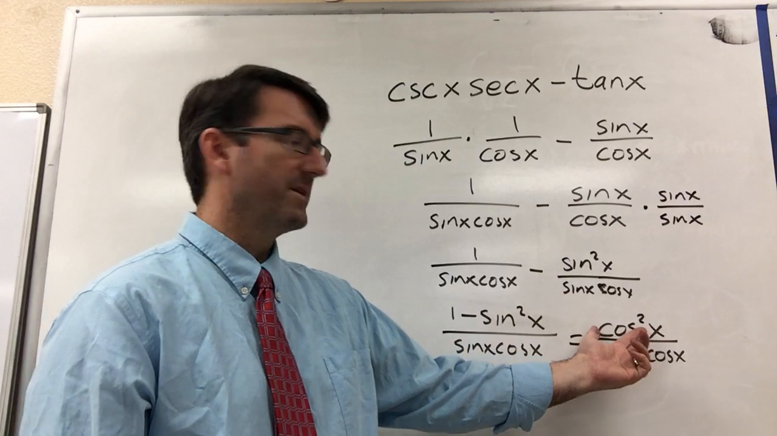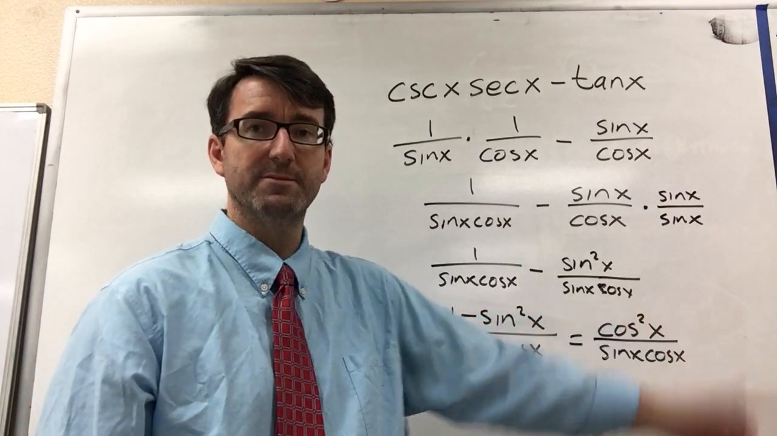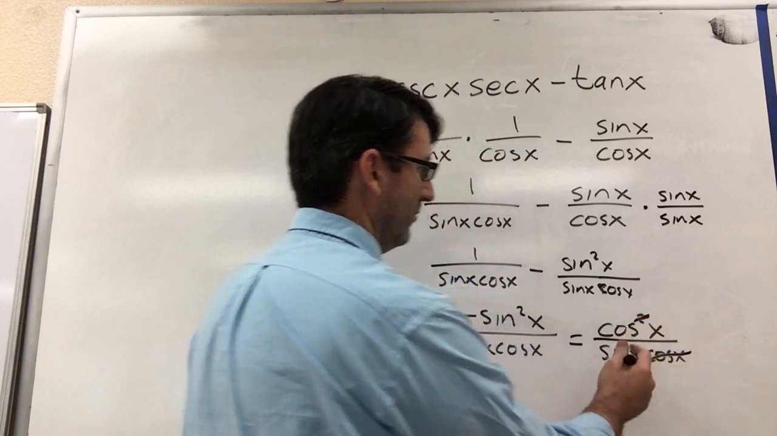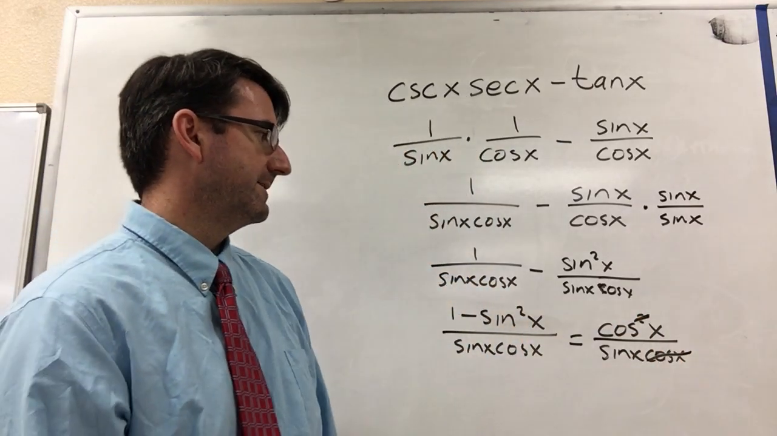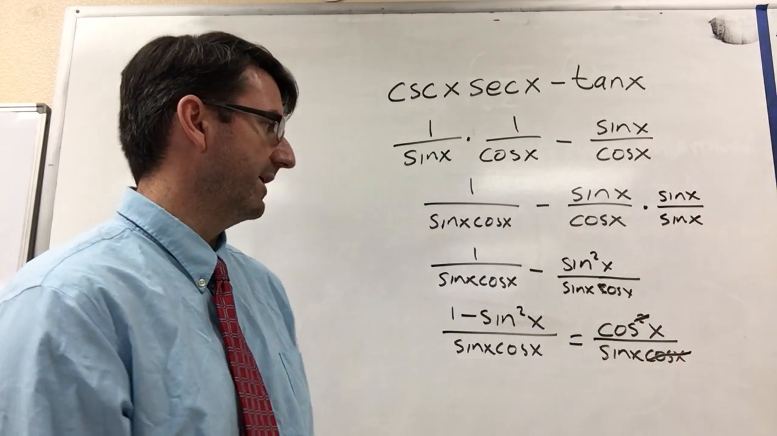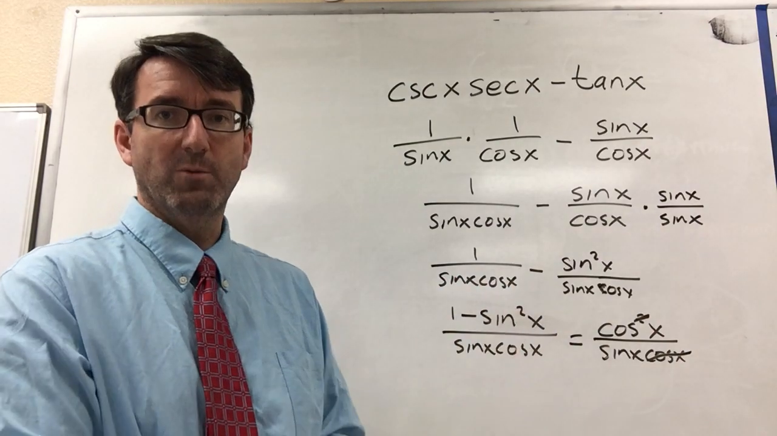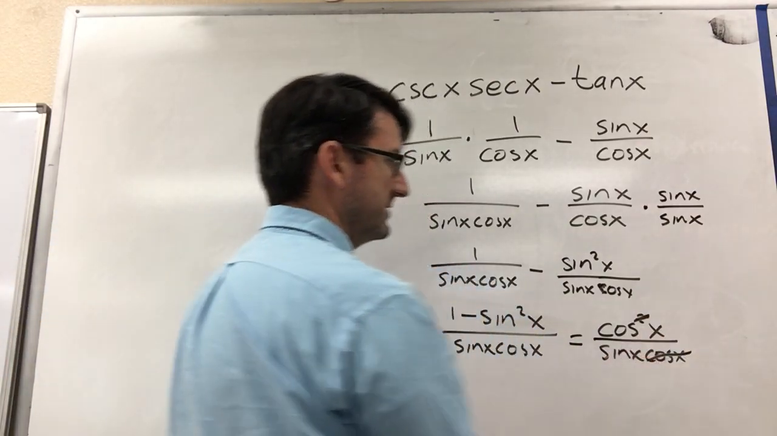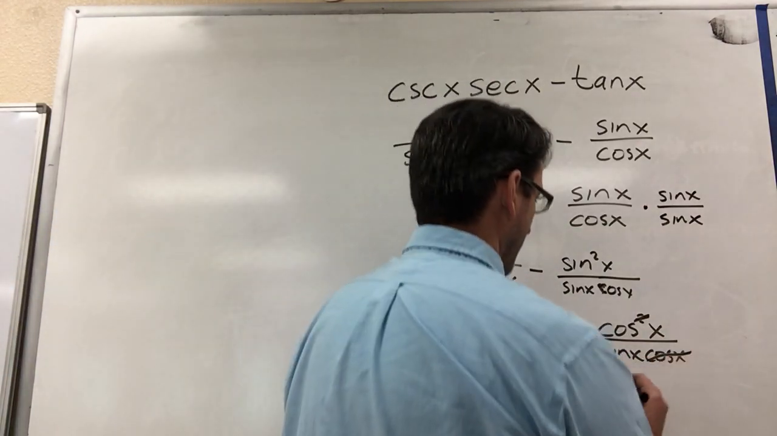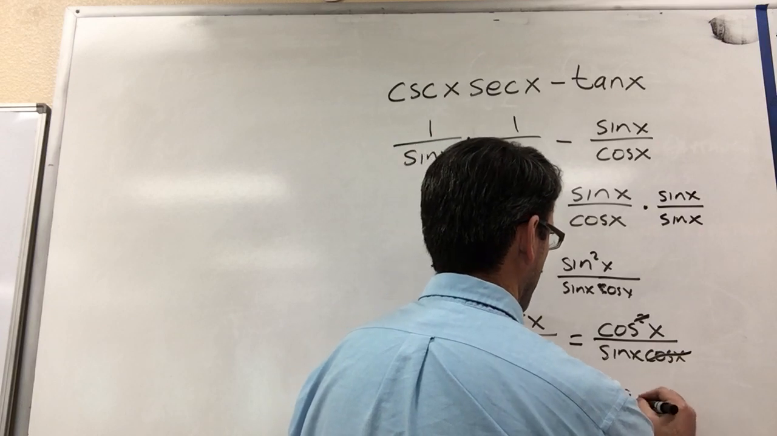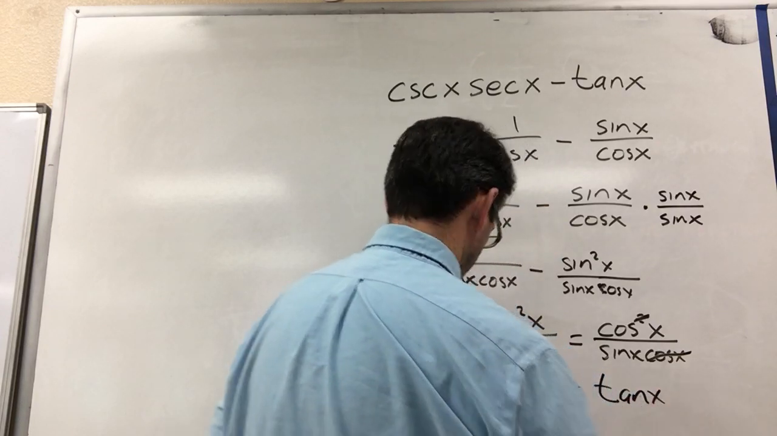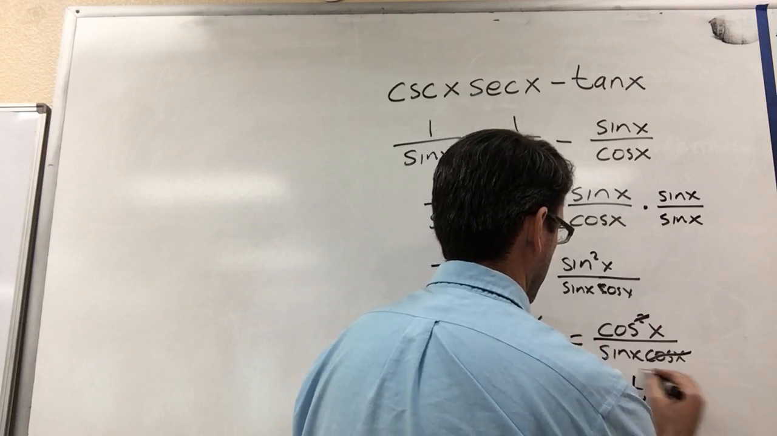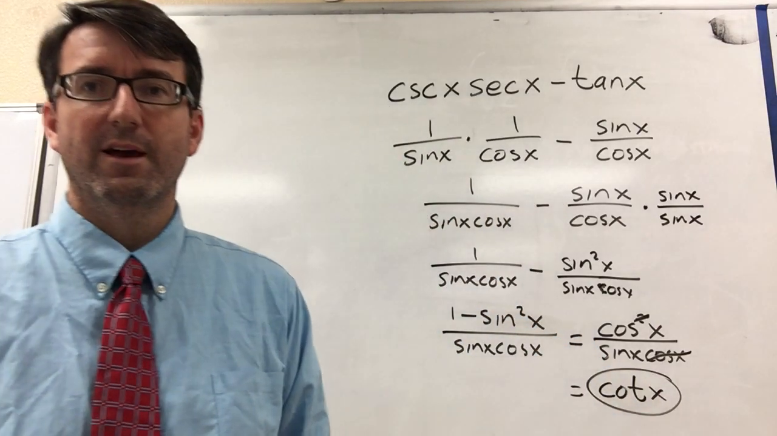And now remember that cosine squared is just cosine times cosine. So this cosine and one of our cosines in that cosine squared are going to divide to 1. So we can cancel those. And we're left with just cosine over sine, which is equal to, no, sorry, not tangent, cotangent of x. And that's going to be our final answer.